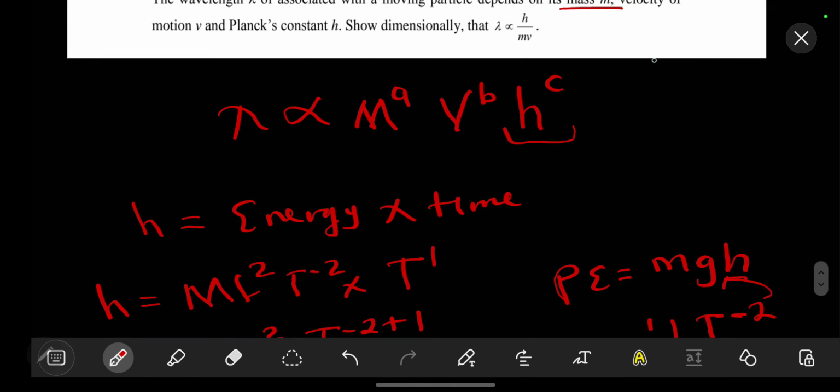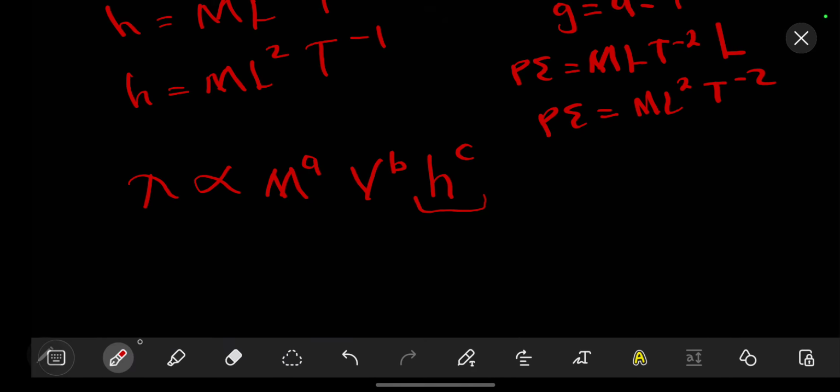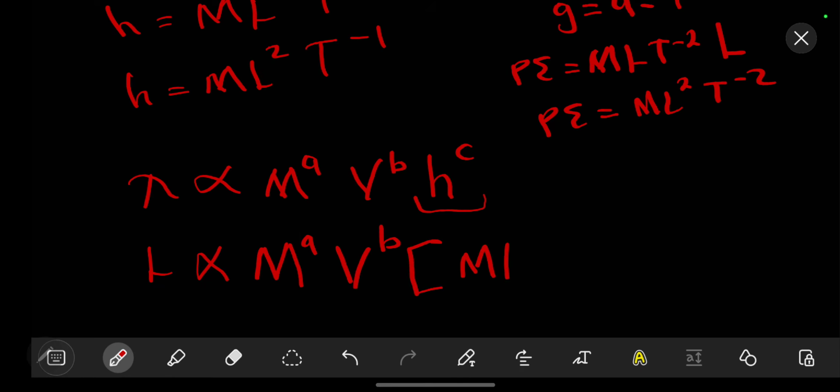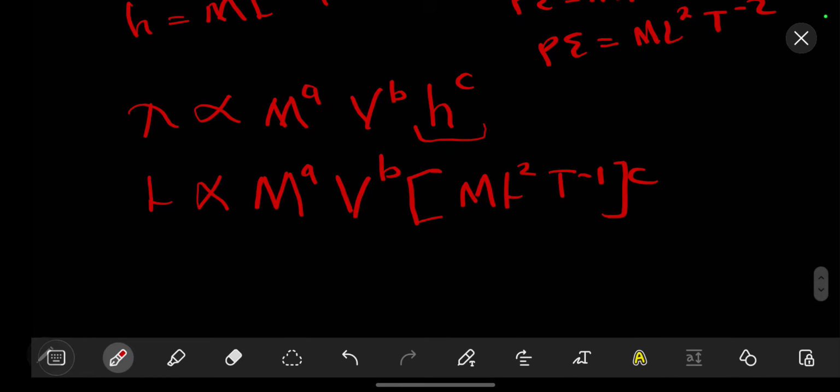So let's get our equation. So we are going to replace our wavelength, which is just a unit of length, should be proportional to, we have the mass to the power of a, then we have the velocity to the power of b, then we have the Planck's constant, which is our m L squared t raised to the power -1. Then we have our c like that.